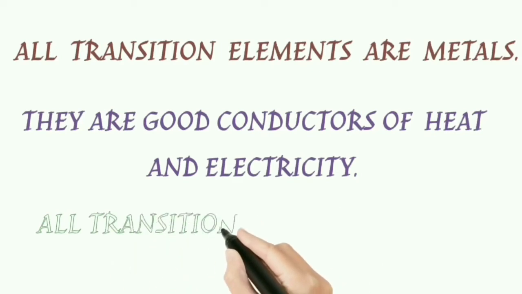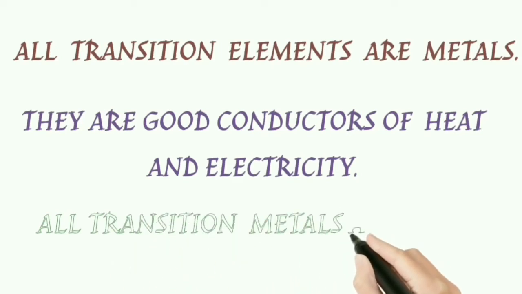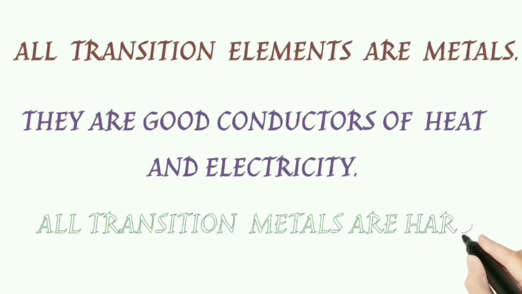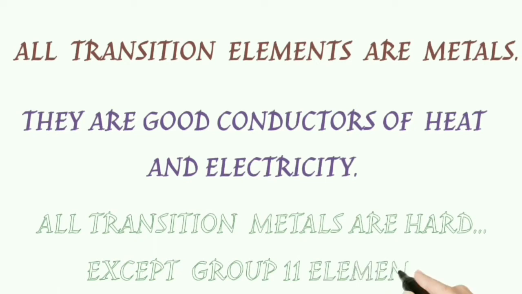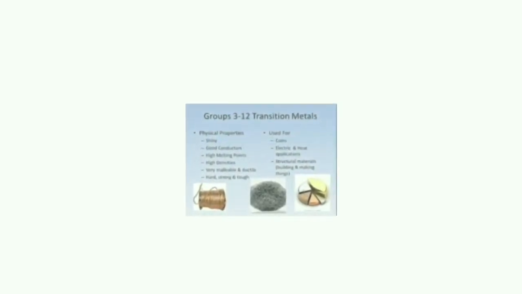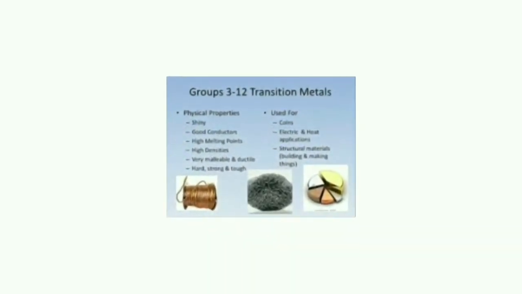It belongs to D block. All the transition elements are very hard in nature. Since it is metallic, it is very hard, but one exception is there. That is the thing you have to learn. That is group number 11 elements. They are all very soft in nature. That is about copper, silver and gold.